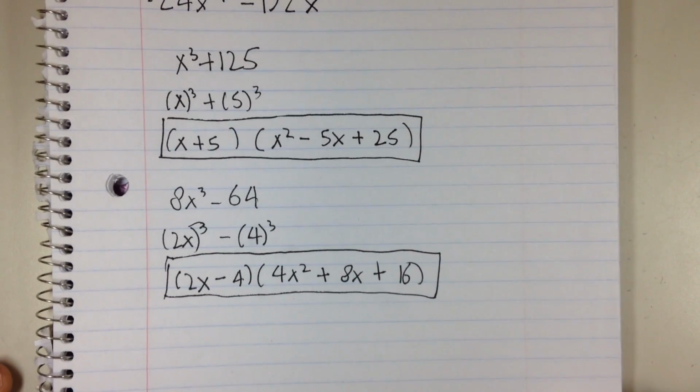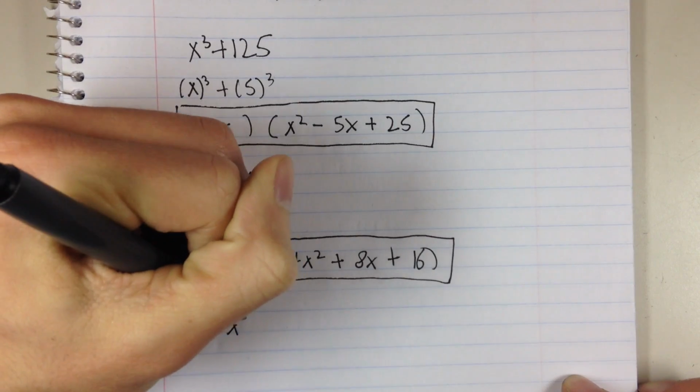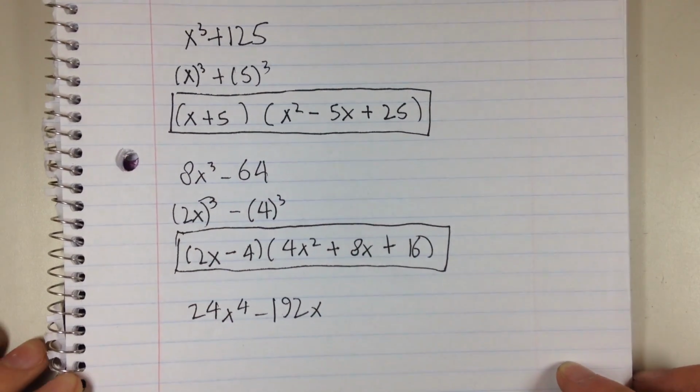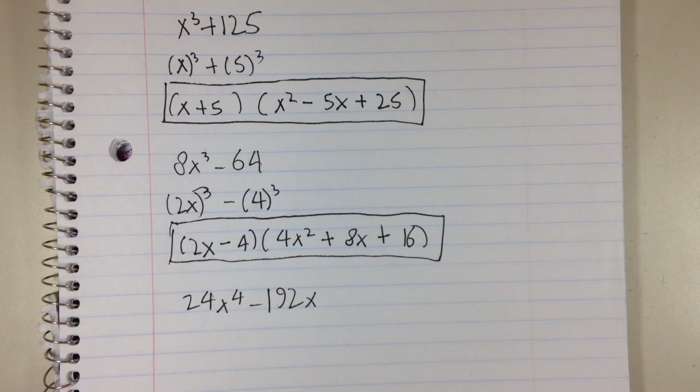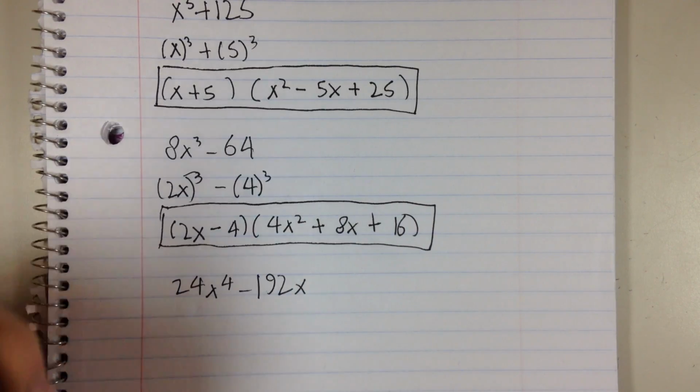So for our last problem, we have 24x to the fourth minus 192x. And so when you're factoring, this is actually a difference of cubes problem, but it might not look like one straight away. So if you're not sure how else to factor this, something you can do, in this problem, we could factor out a 3x.